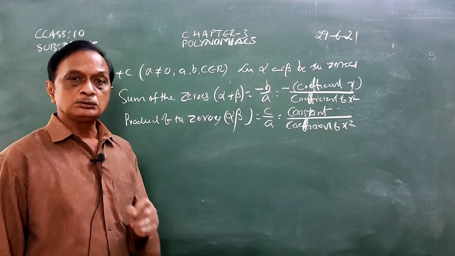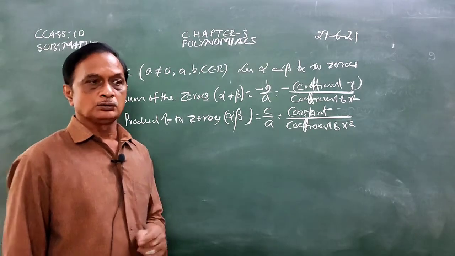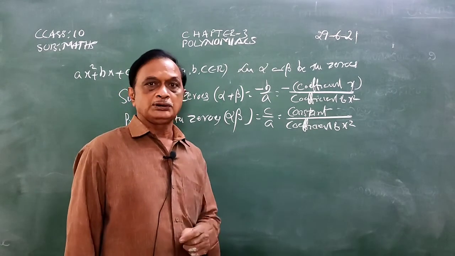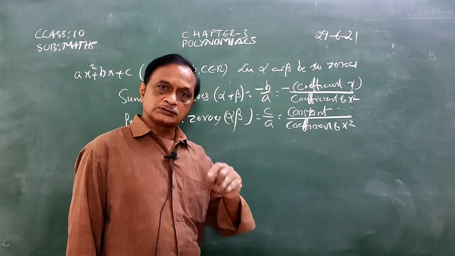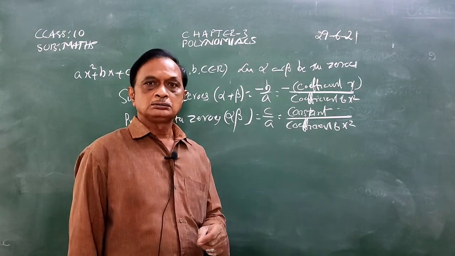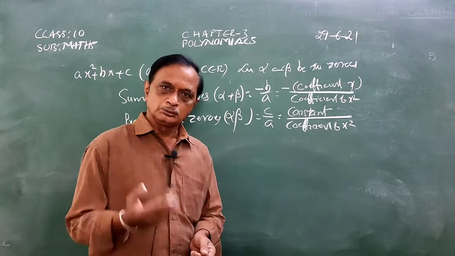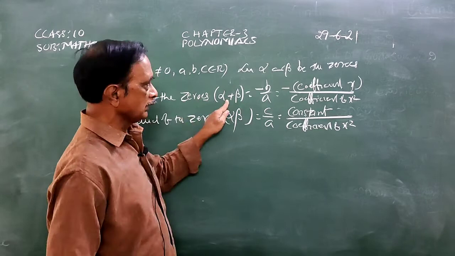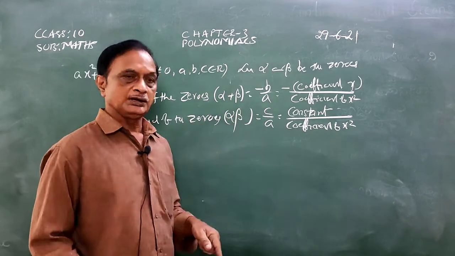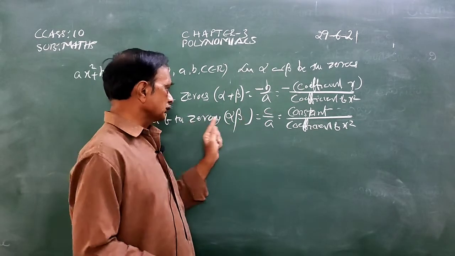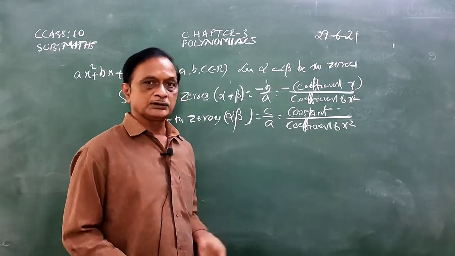So if you want to find the sum of the zeros or the product of the zeros of a quadratic polynomial, there is no need to find the zeros. Without actually finding the zeros, you can find the sum of the zeros using the formula alpha plus beta equals minus b by a, and the product of the zeros, alpha into beta, equals c by a.